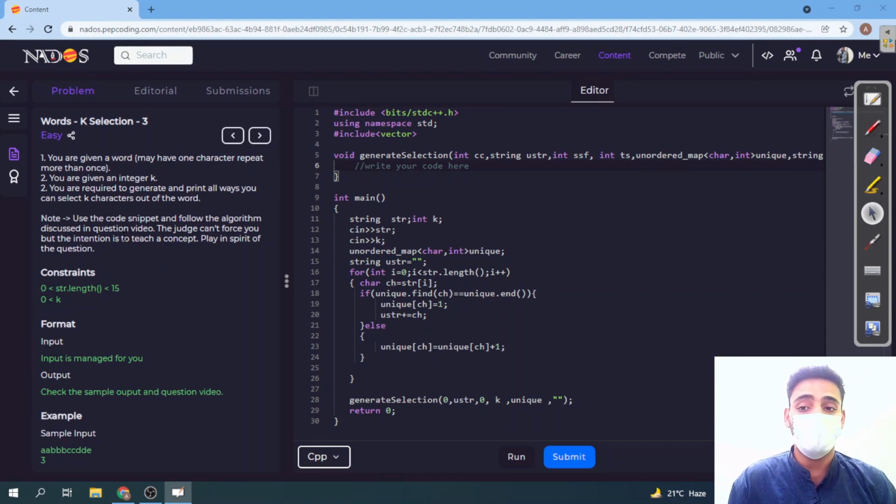Today we are here to solve a question named words case selection 3. First of all, let's have a look at the question and what it wants to see. After that, we will try to solve this question.